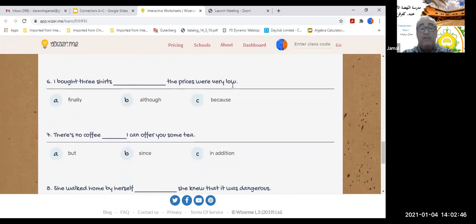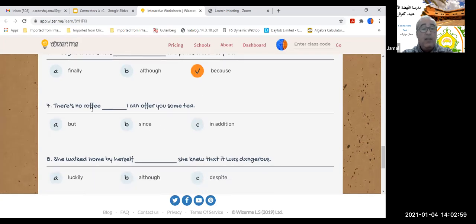I bought three shirts. The prices were very low. Finally, although, because. What do you think? Good, because, absolutely.